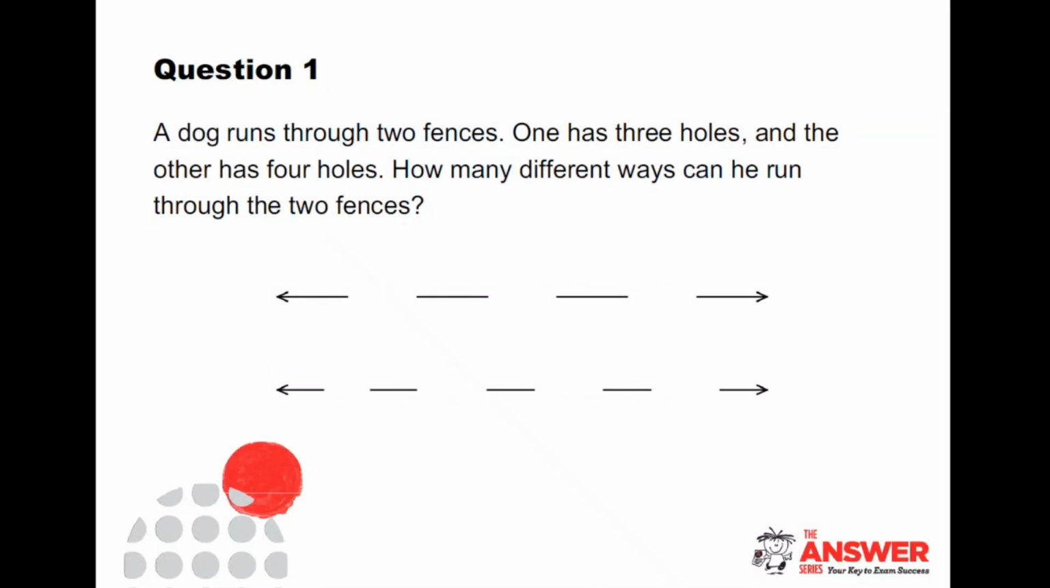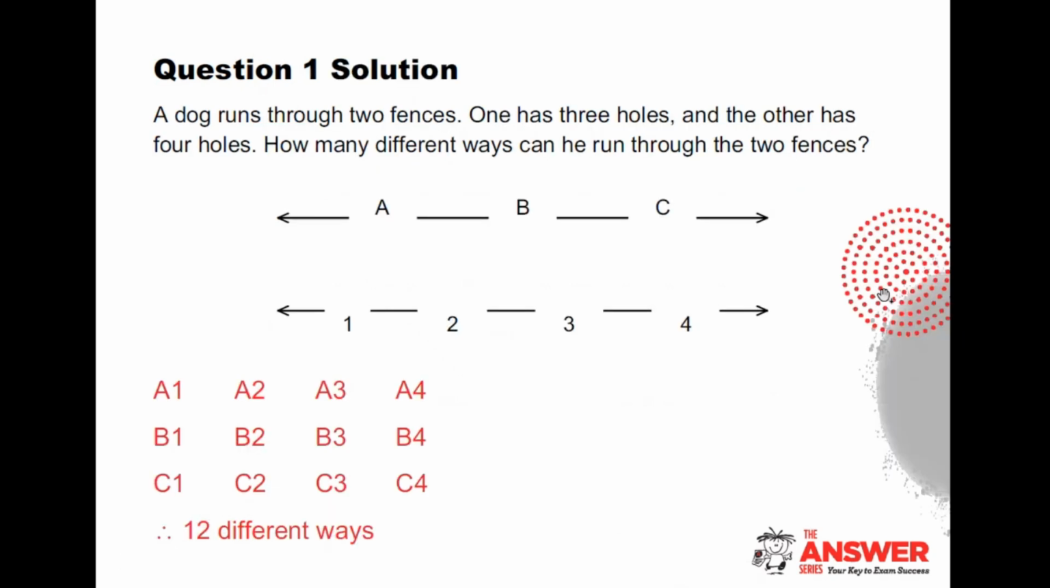So I would suggest in the beginning, you go slowly and you actually get them to work out exactly where they could go. So if I number the holes A, B, C, and the other fence 1, 2, 3, 4, your dog can go A1, A2, A3, A4, or B1, B2, B3, B4, or C1, C2, C3, C4. Now, if you're doing this with grade 7 or grade 8, you actually need to get them to list all the ways, and then you can say to them, what would be a quicker way of doing this?